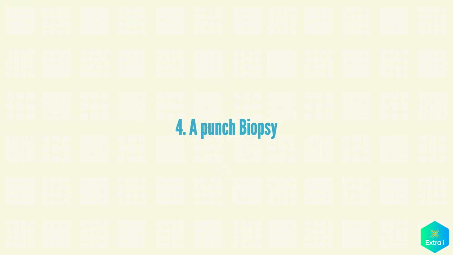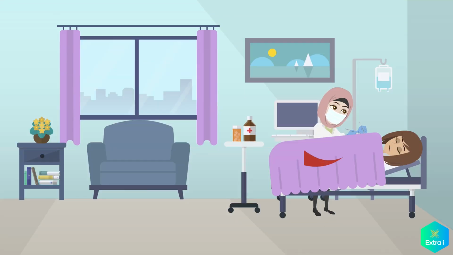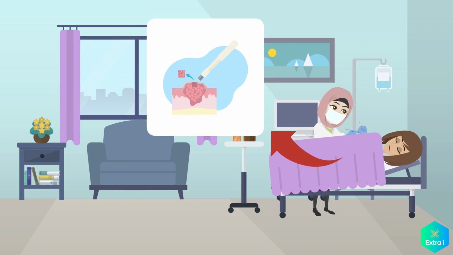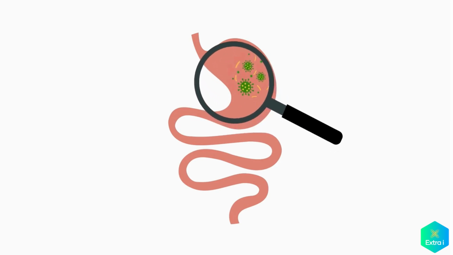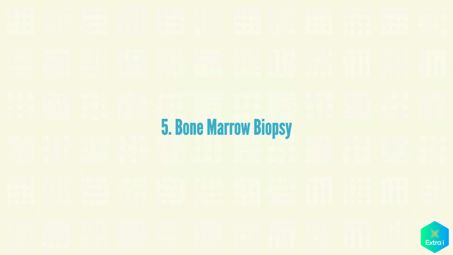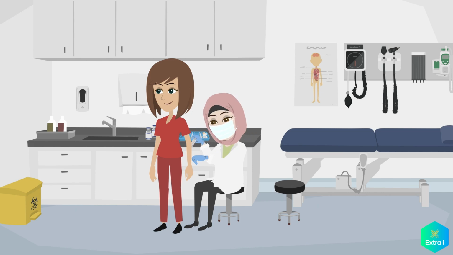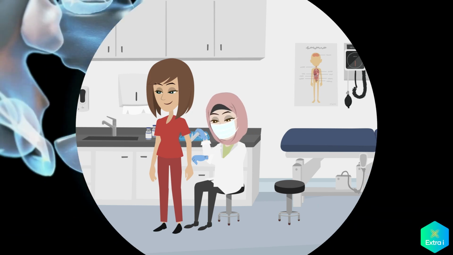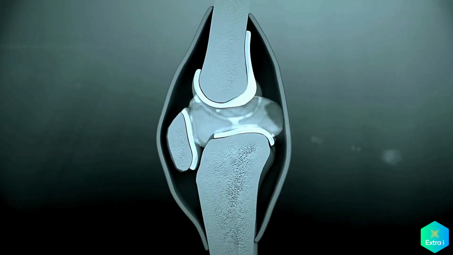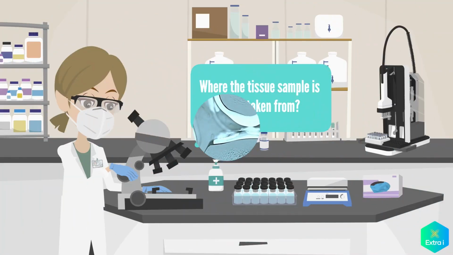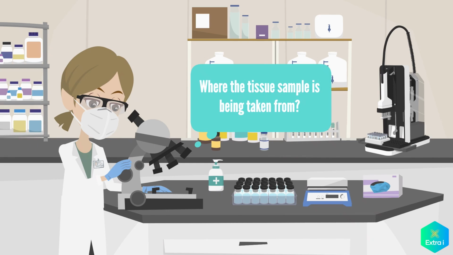A punch biopsy. A sample of skin is removed using a scalpel, punch, or other instruments to diagnose skin conditions, including cancers and infections. Bone marrow biopsy. A sample of bone marrow, usually from the hip bone, is taken to diagnose blood-related conditions like leukemia or lymphoma.